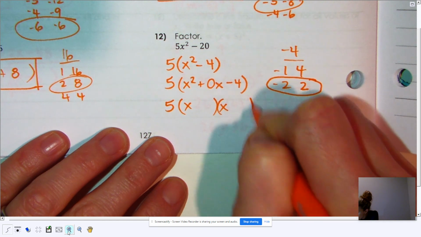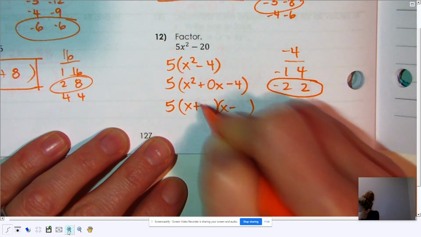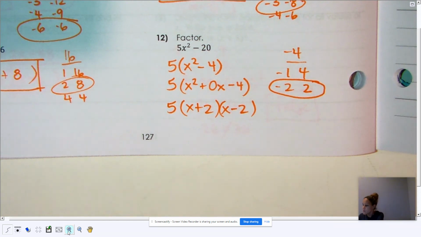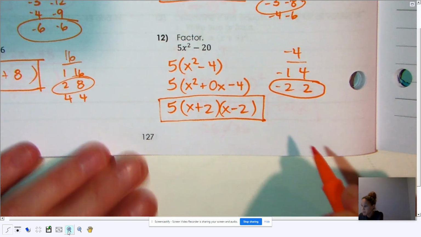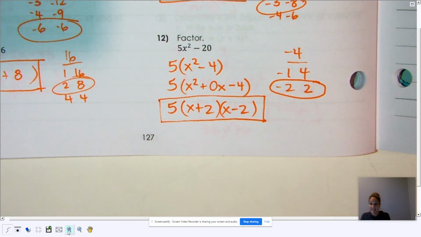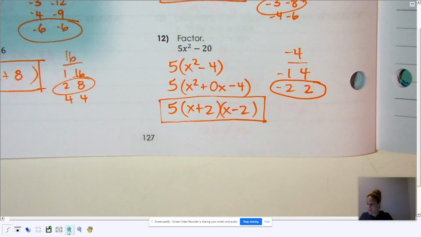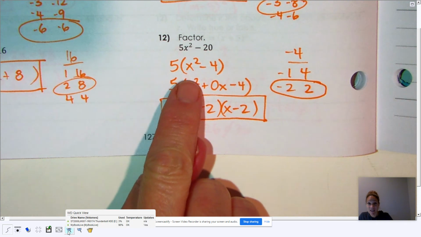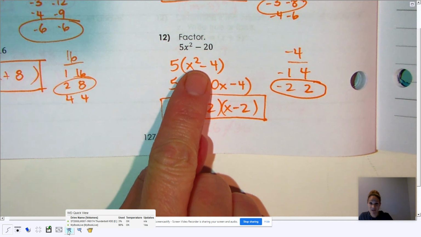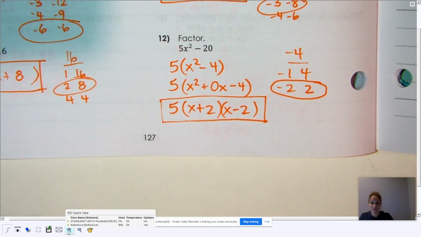This I have an x, one with a plus, one with a minus, and then we put a 2 on each of those. So this technically is your final answer. That was a super tricky problem because it didn't say anything in the directions about needing to do both. You're supposed to know that. So that's the tricky part. Figuring out that there's a 5 in both of those, and then looking at this and realizing that you can still factor it some more after you pull out the 5.